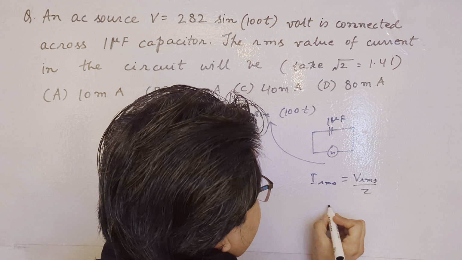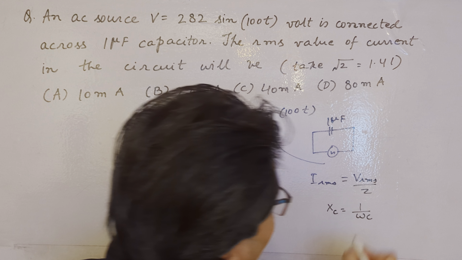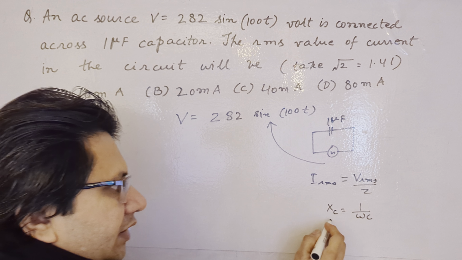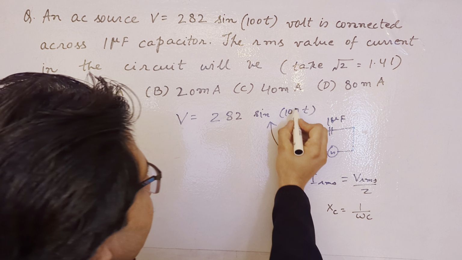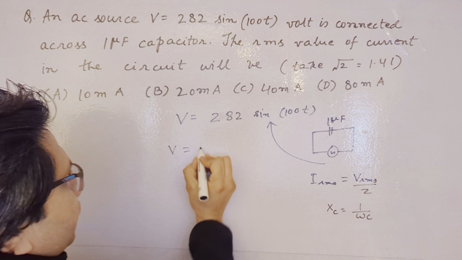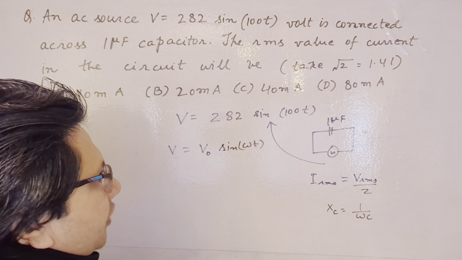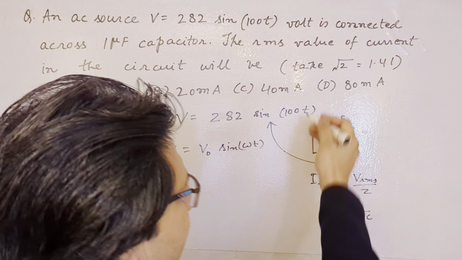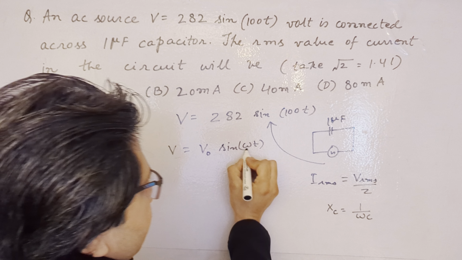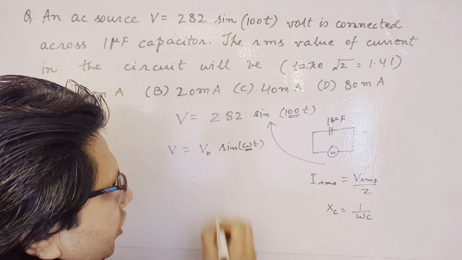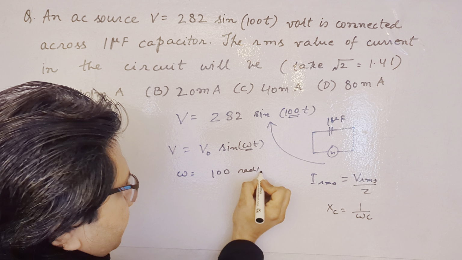So this impedance is totally due to the capacitor. We know that the impedance for only a capacitor is given by XC equal to 1 upon omega C. The capacitive reactance is 1 upon omega C, where omega is the angular frequency. If we compare this expression with the generalized expression V equals V naught sine omega t, with phase difference 0 because in this problem there is no phi, this is the generalized expression for the voltage. Comparing the two equations, you can easily see that omega is equal to 100 radians per second.